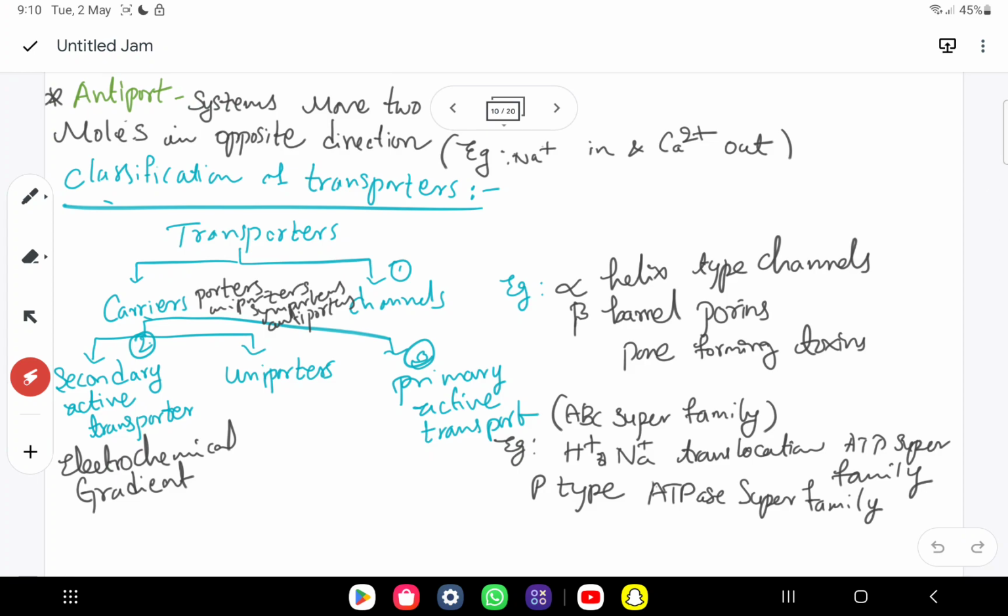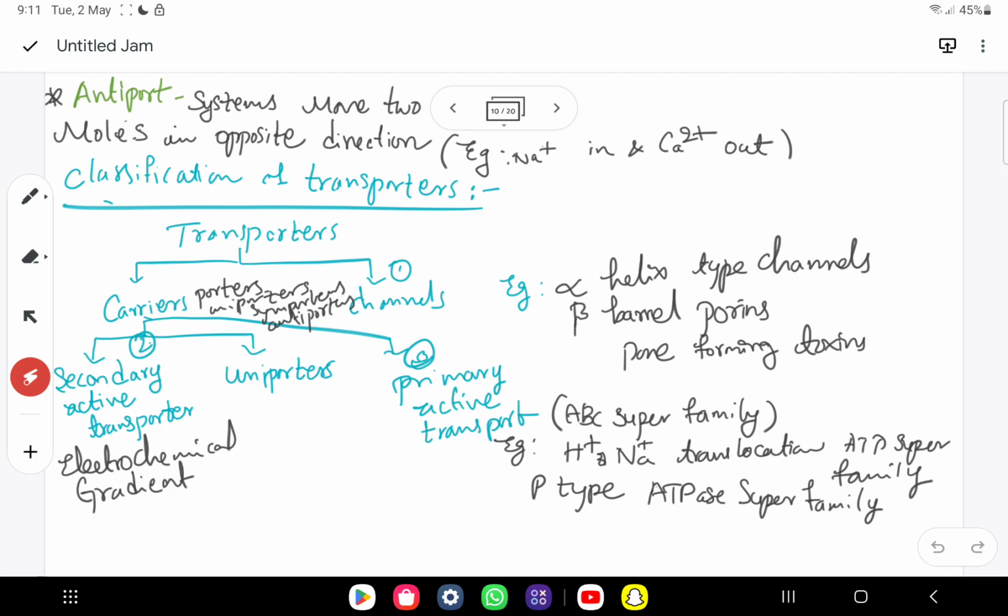Antiport system moves two molecules in opposite directions. One is in one direction, another in the other direction. Anti means opposite, which means opposite direction. Transport of materials in opposite directions. For example, Na plus in and Ca2 plus out. So this is antiport: Na plus in and Ca2 plus out transport. So transport of molecules in opposite directions, one to another.